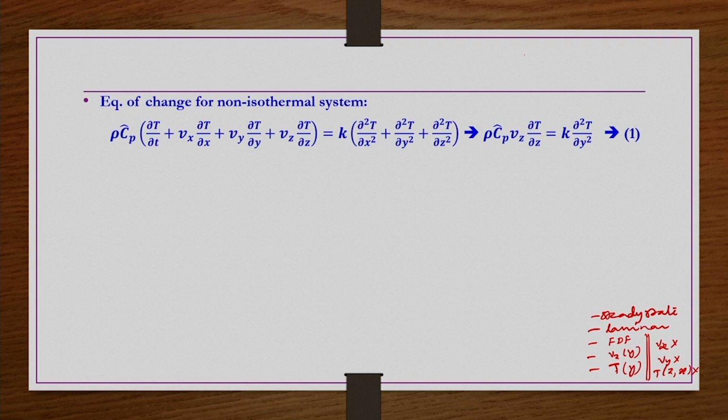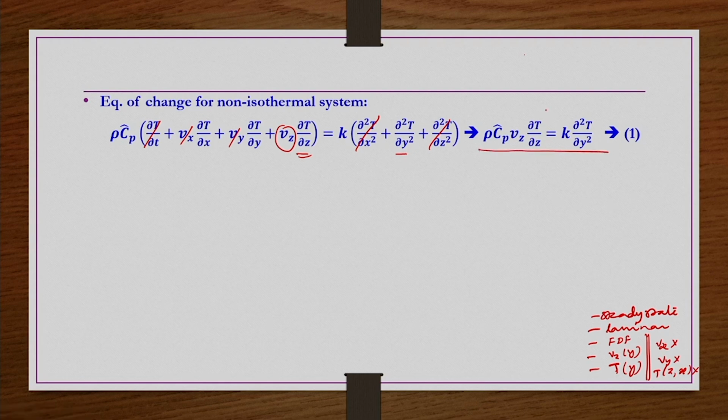This is what we derived in week 3 or 4 of the course. Now here, steady state, so the first term is 0, Vx is negligible, Vy is also negligible, Vz exists, but the temperature is not a function of z, it is a function of y only. That way you can cancel out. If that information is not given, we retain it. Then temperature is not a function of x or z, so we have only the ∂²T/∂y² term on the right hand side. So, ρ Cp Vz ∂T/∂z equals k ∂²T/∂y².